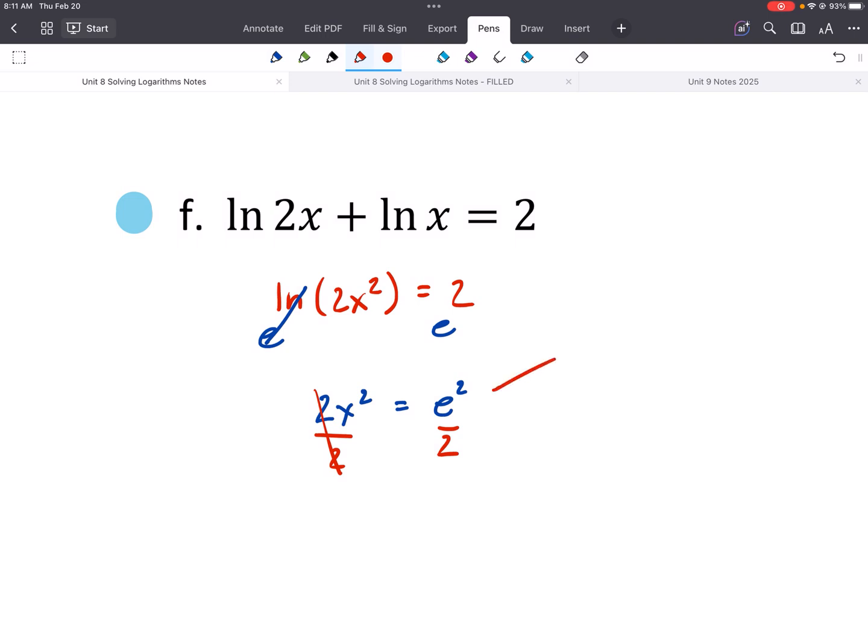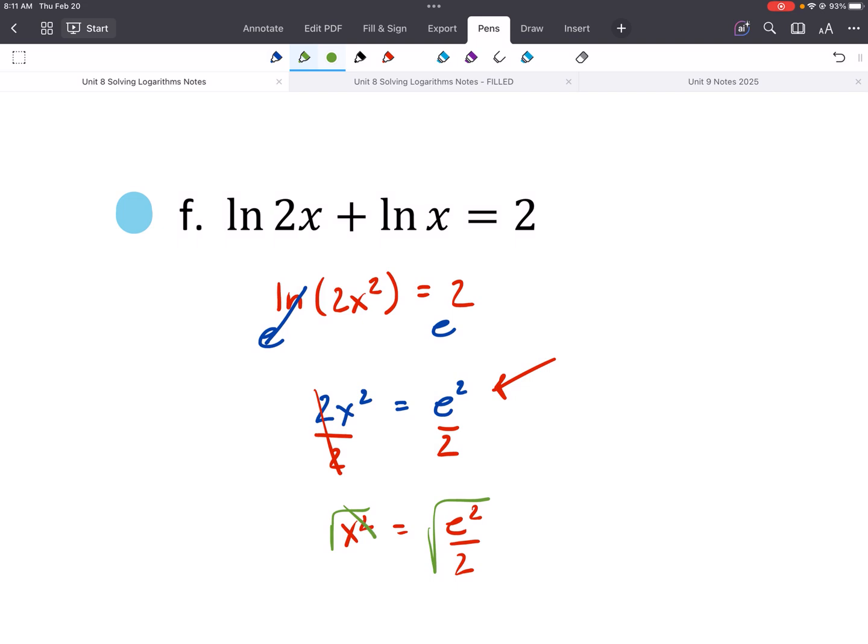Okay, a little note here is that you wouldn't want to evaluate that e squared because you would have to round. And if you round something that's not at the very end, then that rounding error propagates. It means it gets worse. So you've got to be careful. Make sure if you're using e, then keep it in until the very end. Okay? All right, so we've got x squared equals e squared over 2. And then our last thing would be to square root.